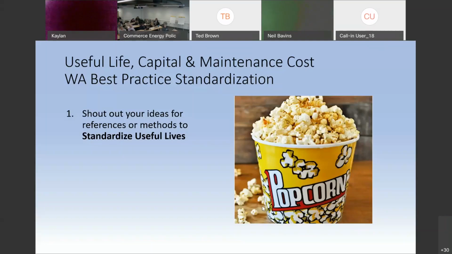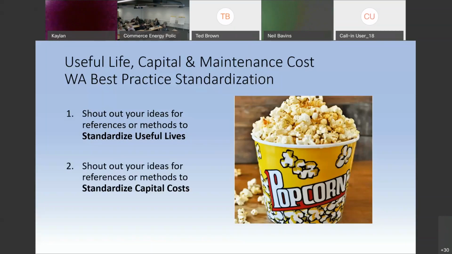We have three actually just came in. RTF as a suggestion. AHRI useful life tables. The USA General Services Administration has useful life tables for federal facilities, it suggests. And those are our three. Good work online.